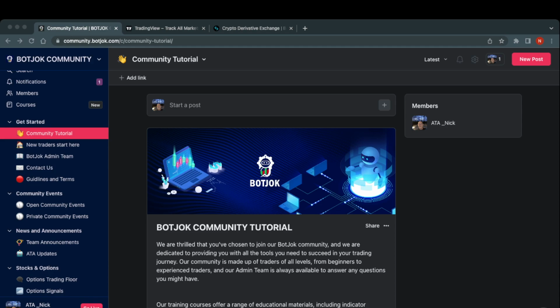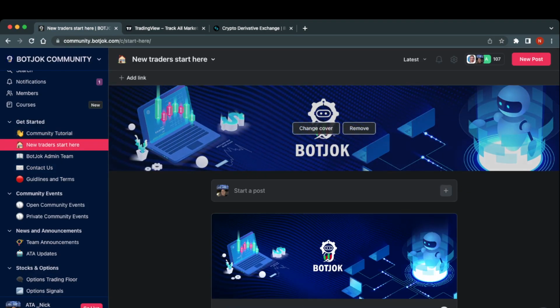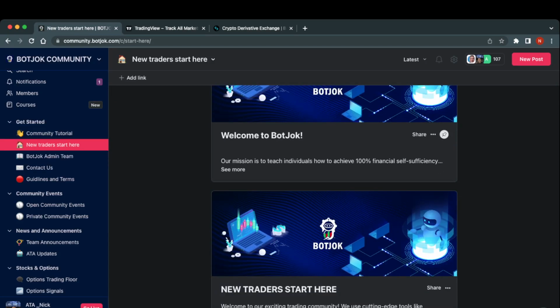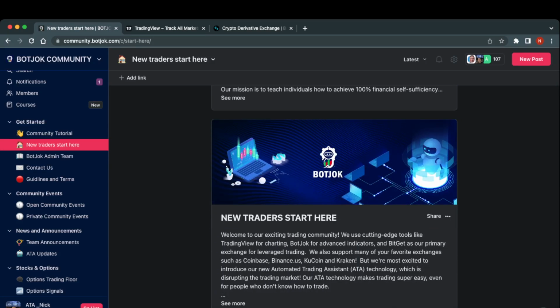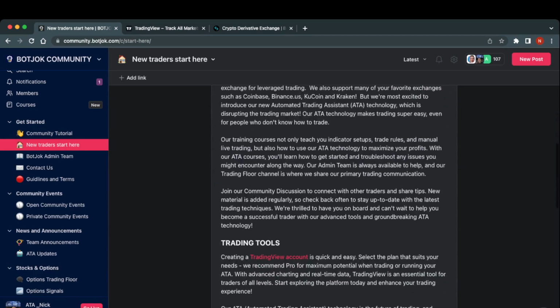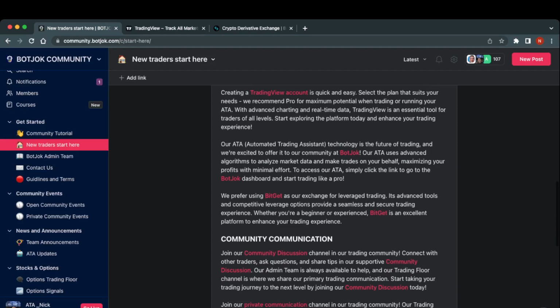Under the Getting Started tab, you can click on Community Tutorial. This has a nice paragraph that will get you started. Down below that one, New Trader, Start Here. This is where you're going to find all of your contents welcoming you to BotJok. You're going to click on your New Trader, Start Here. When you hit See More, it will open up the array of tools that we use.